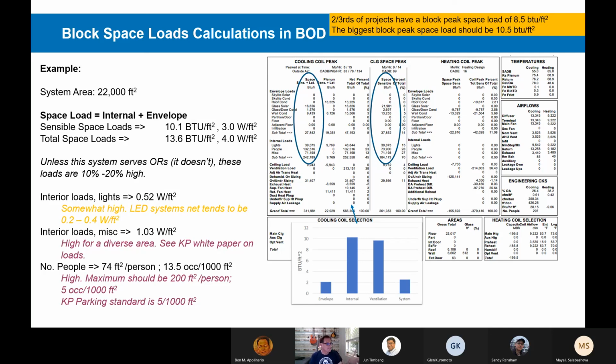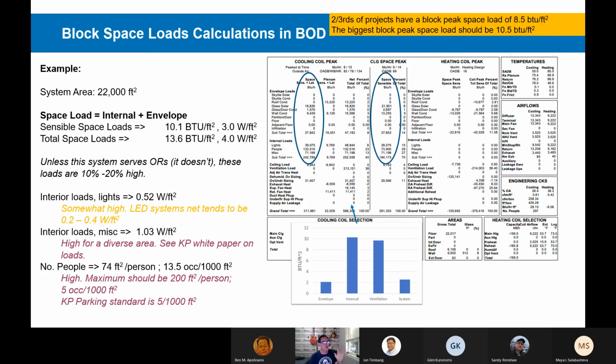So let's look at an example. This is a 22,000 square foot project. The block peak space sensible load is 10.1 BTU per square foot. That's about 20% over that benchmark. So unless the system serves overall ORs, that's probably high. And when we dive in a little deeper, we can quickly see where that's at. It's internally load driven, and with just a few calculations, we can see the lighting load is high, the miscellaneous load assumption is also high, and the number of people in the system is way too high.